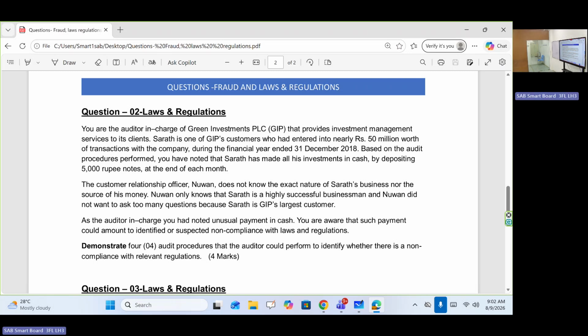Both the procedures: auditor should see whether any legal advice is needed. In which situation? If management does not give proper support, then we have to get legal advice in relation to this particular transaction. Okay, so write the answer.